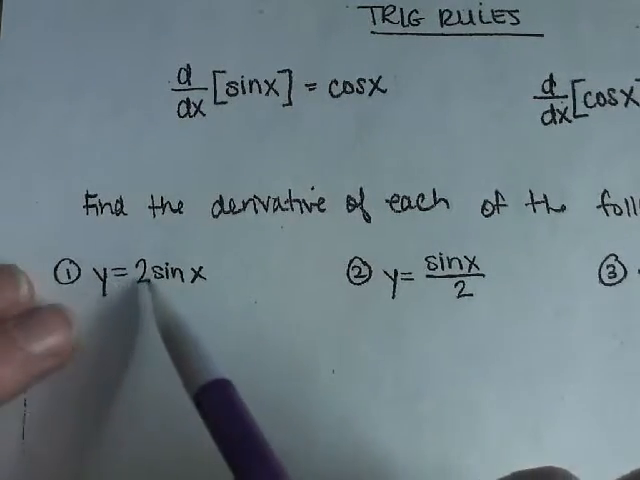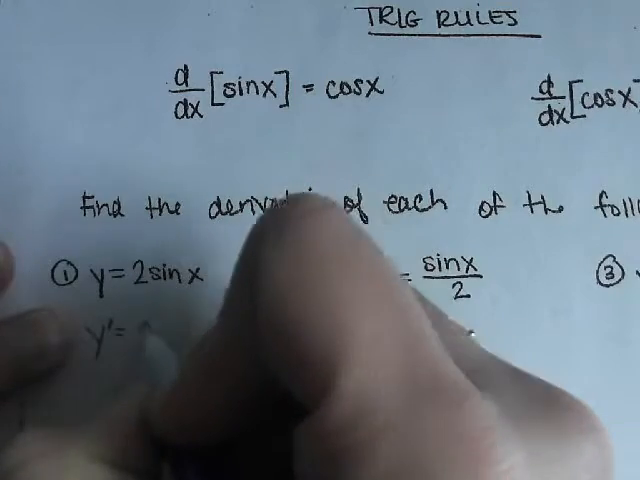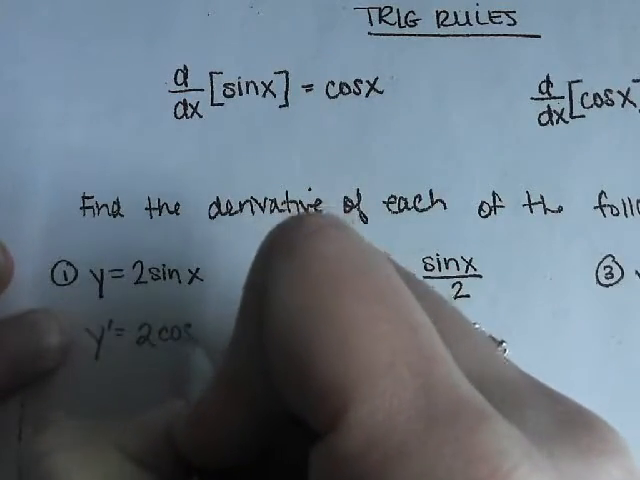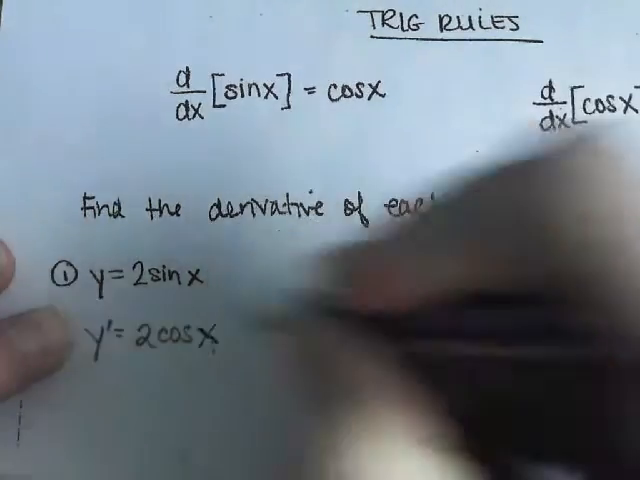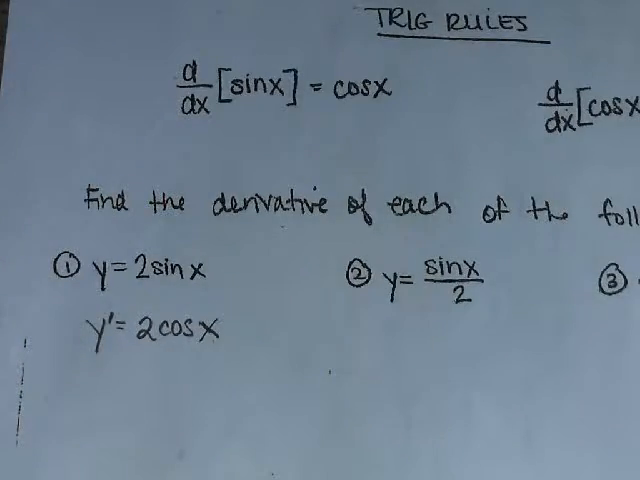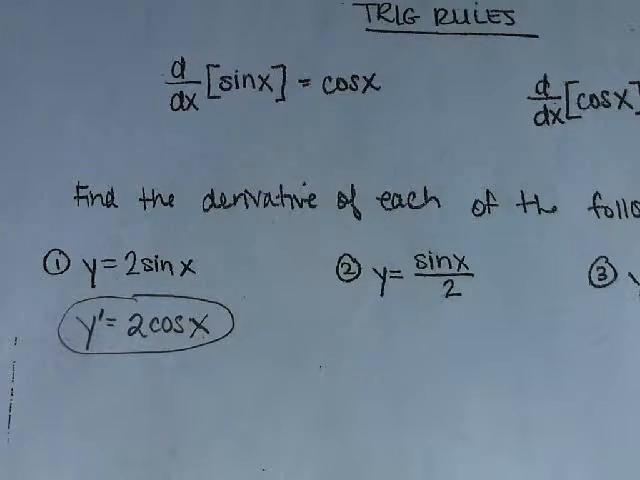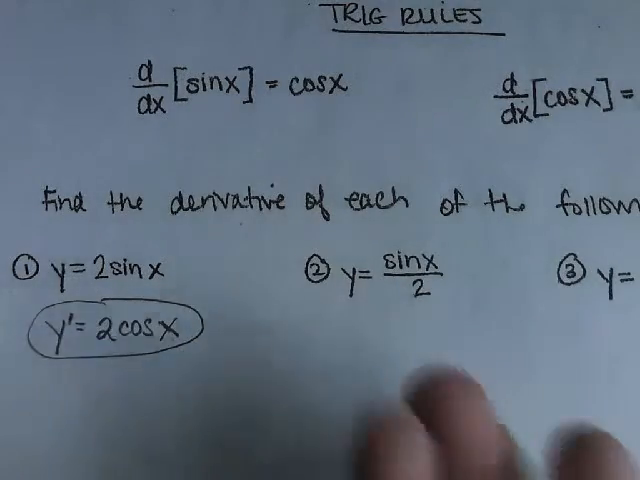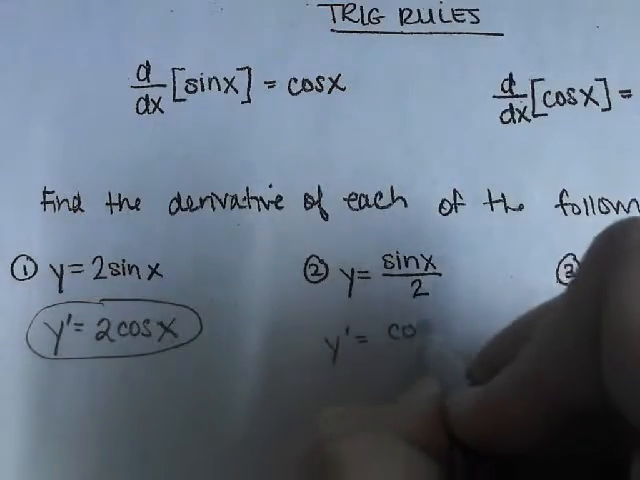If we want the derivative of 2 sine x, the derivative of sine is cosine, so that's just going to be 2 cosine x. It's not the power rule anymore. Trig has its own set of rules. Okay? Number 2, similar, just the sine is in there, so the derivative of sine, again, is cosine.